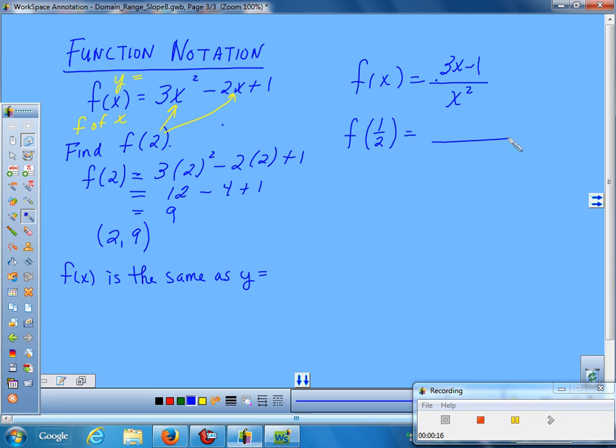So where should I put 1/2? Where x is. Every x. 3 times half minus 1. Down the bottom I also put a half in and I have to square it. But we're going to simplify this with our brains.